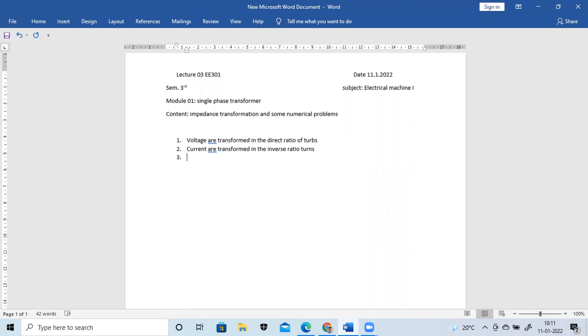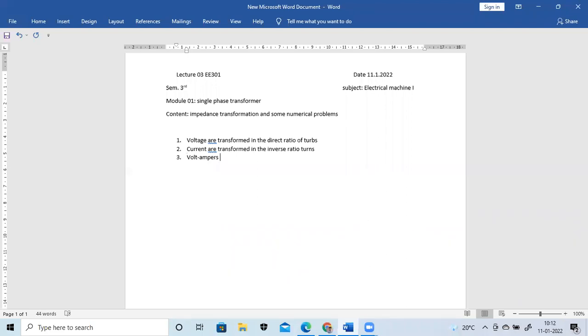Another point: the volt amperes of the two sides are equal. That means the power rating, the KVA rating of the transformer, whatever is mentioned on the nameplate, is the same on both sides, primary as well as secondary. So the volt amperes of the two sides, primary and secondary, are equal.